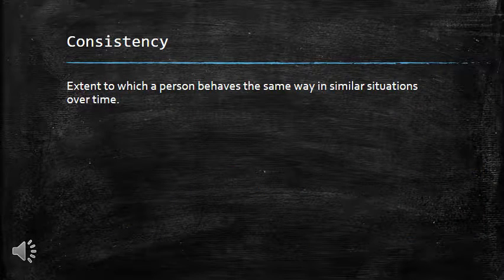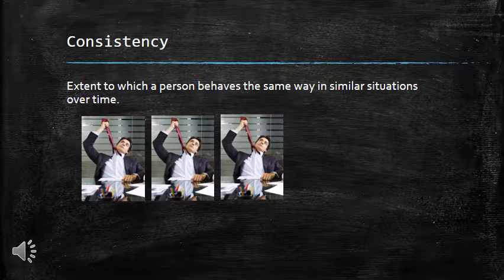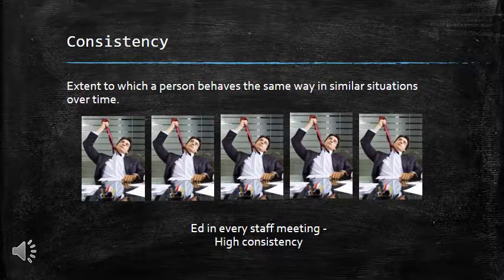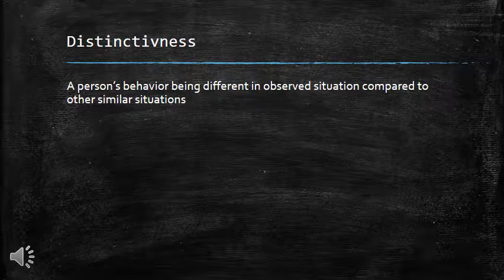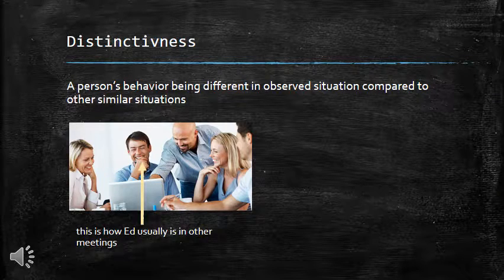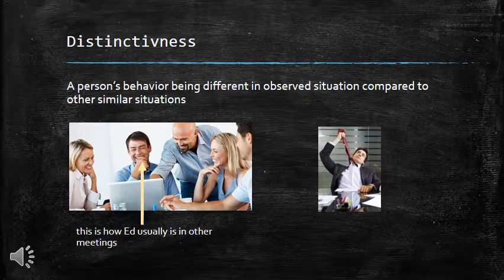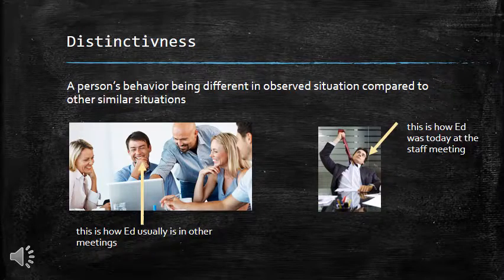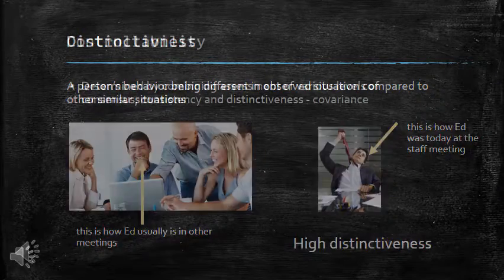Consistency is the extent to which a person behaves the same way in similar situations over time. If Ed seems bored in every staff meeting he attends, the consistency is high. Distinctiveness refers to a person's behavior being different in this situation compared to other similar situations. If Ed was engaged at other meetings and he only seems bored at the staff meeting, the distinctiveness is high.